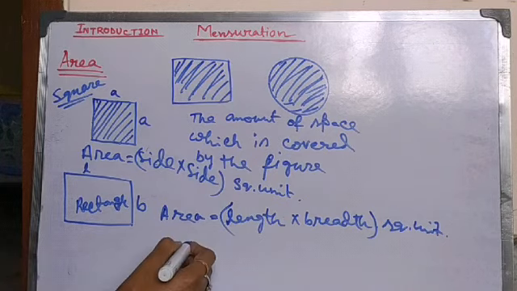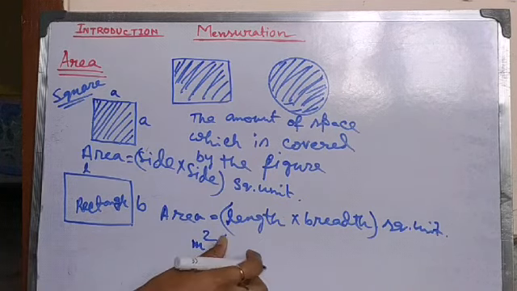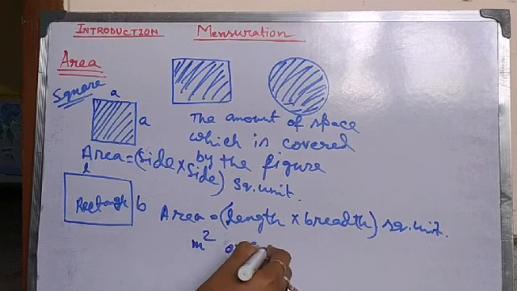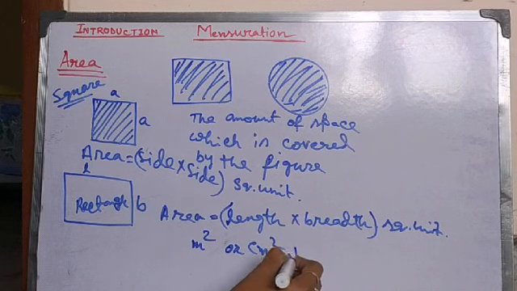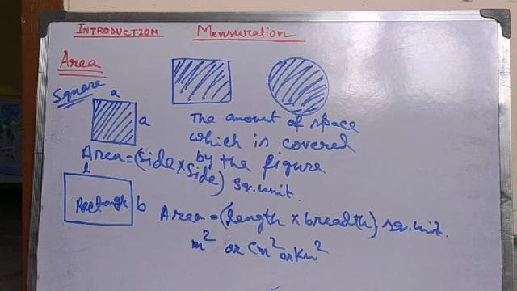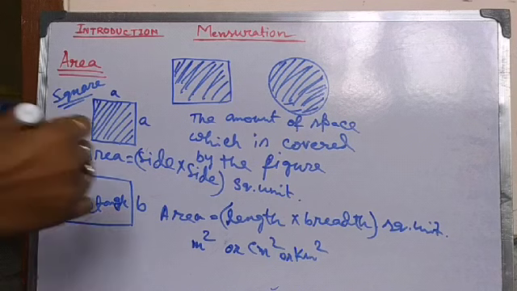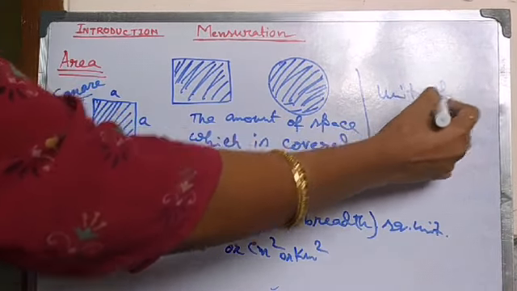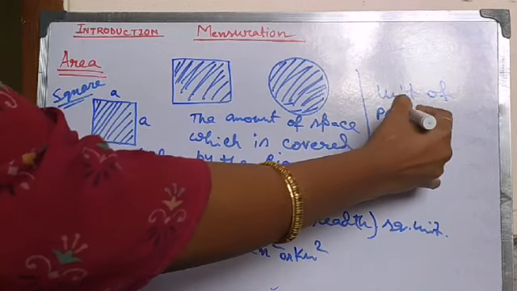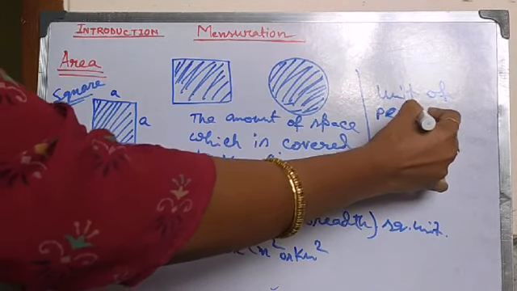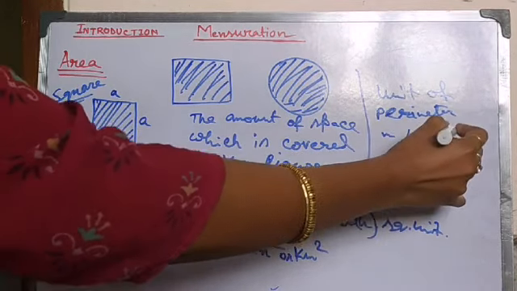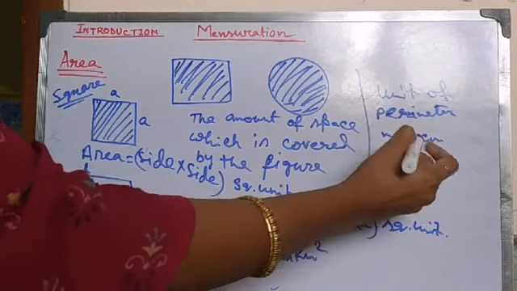Square unit means either meter square or centimeter square or kilometer square, that is. And the unit of the perimeter, that is either meter or centimeter or kilometer.